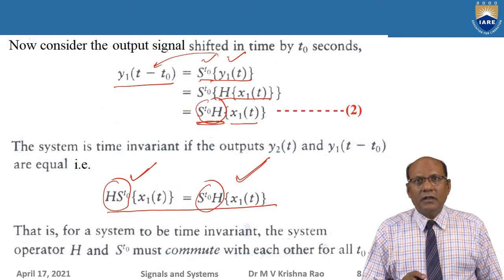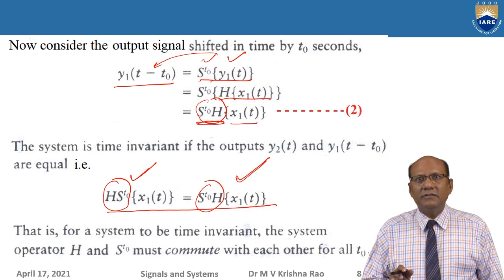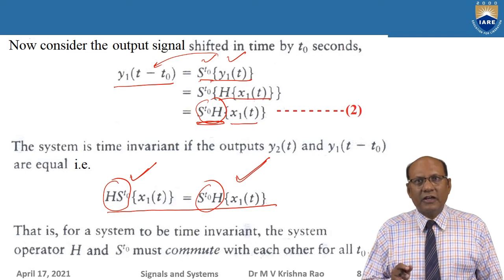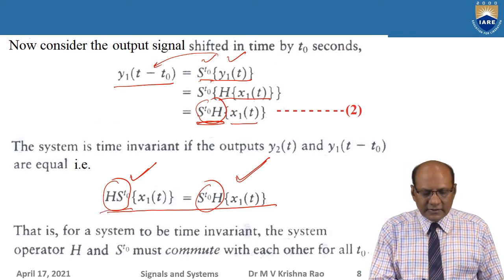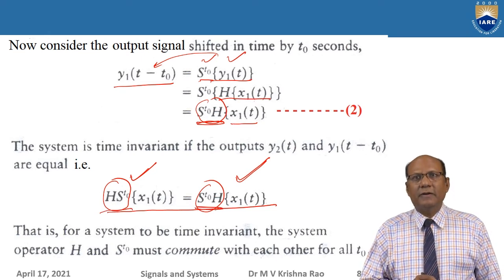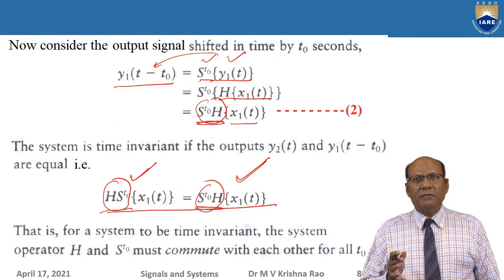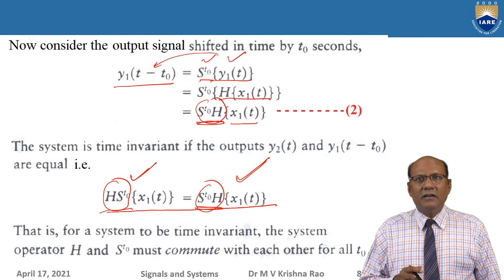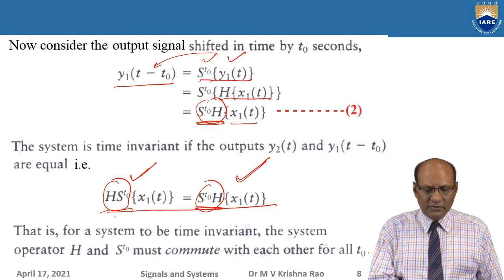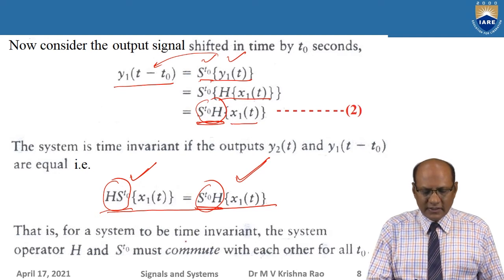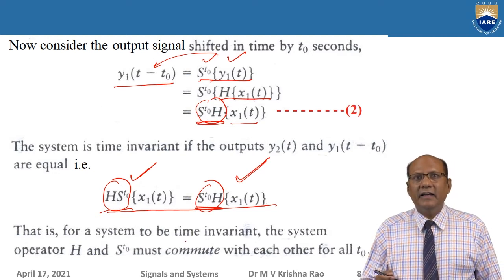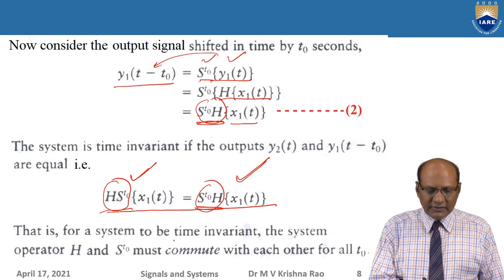Means the order is not significant here. The operations can be done in any order. If a system satisfies this condition, that is, the order of the operations on the input does not matter and both combinations are the same, then you can say that the system will act as a time invariant system. So what is this operation?